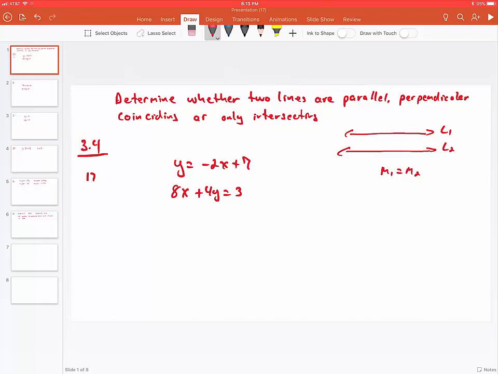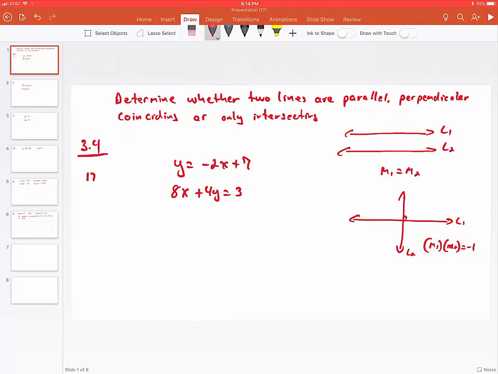Now, if the lines were perpendicular, in other words, if I have line 1 and then this is line 2, and when they intersect, they form a 90-degree angle, then that means that the slope of the first line times the slope of the second line would equal -1. So they will be opposite reciprocals.